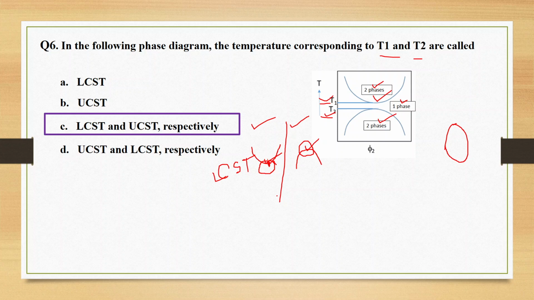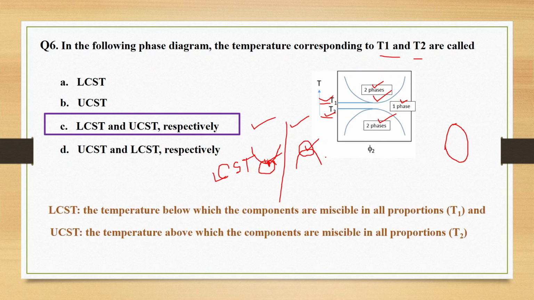Okay, so this is the basic thing for LCST and UCST, and I have also told you how to remember. Lower means at the lower part of the curve and upper means at the upper part of the curve. If you remember that, you can answer all the questions. Fine. So let us move into the next one.